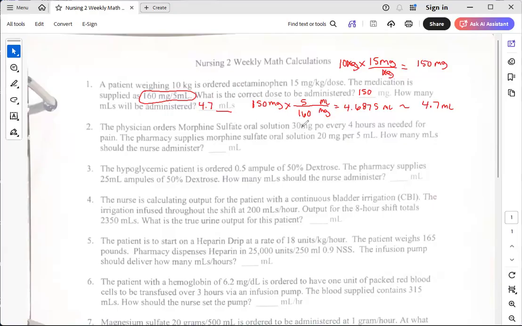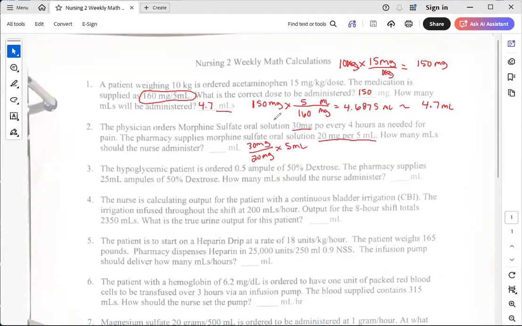All right, for number two, the physician orders morphine sulfate oral solution, 30 milligrams by mouth, PO, every 4 hours as needed for pain. The pharmacy supplies morphine sulfate, 20 milligrams per 5 ml. How many ml should the nurse administer? So this one is just taking the order, which is 30, and then converting it to milliliters via the available. So if you're somebody who's learned order over available or desired over have, that would be set up like this. My order is 30 milligrams, my available is 20 milligrams, and then my quantity is 5.